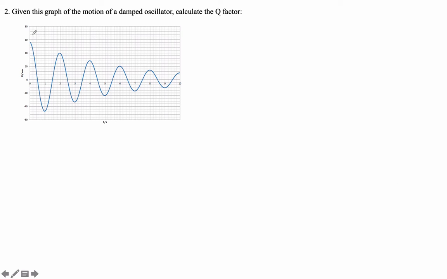Okay, so we're going to look at this thing. We're going to read that. We've got 20 divided into 5 divisions, right? So that looks like each division is 4. So I think our initial amplitude, I'll call this the amplitude. The initial amplitude is 56 centimeters.